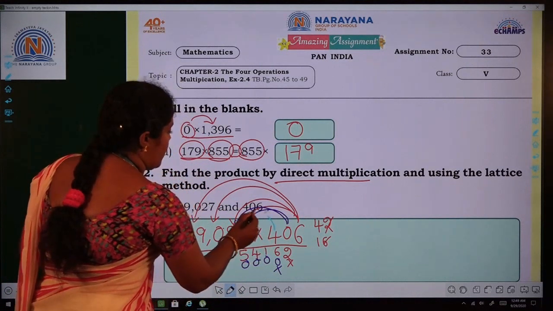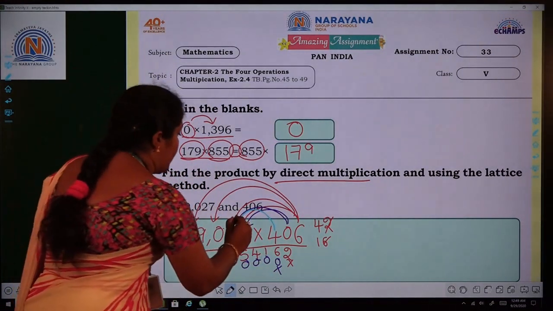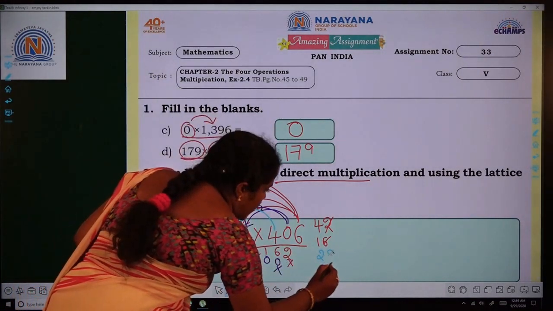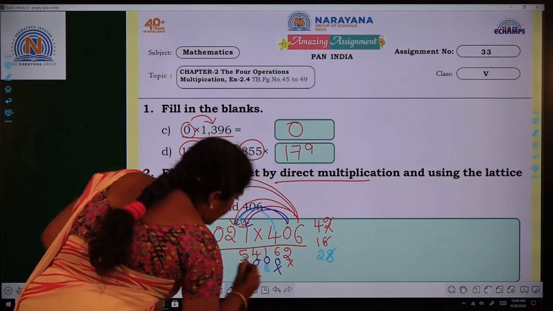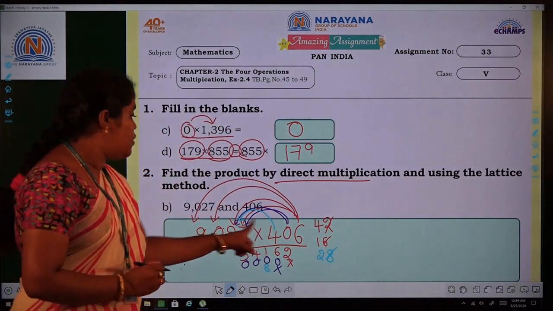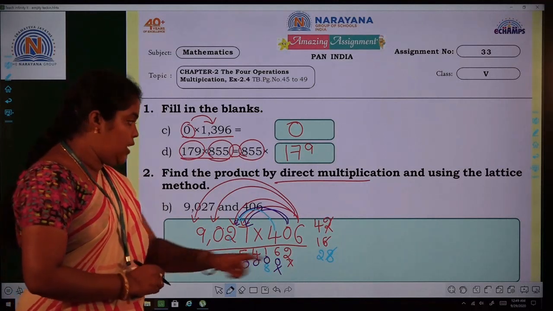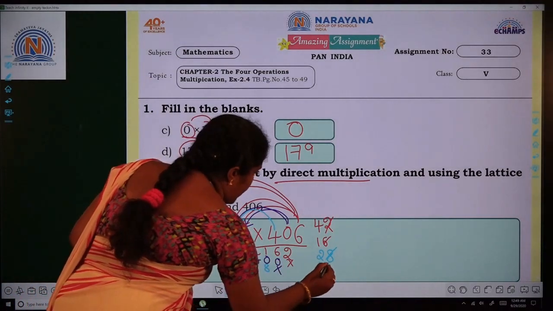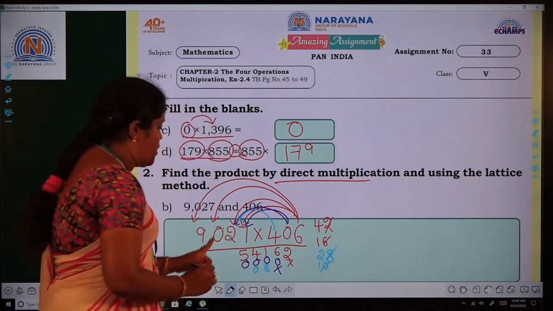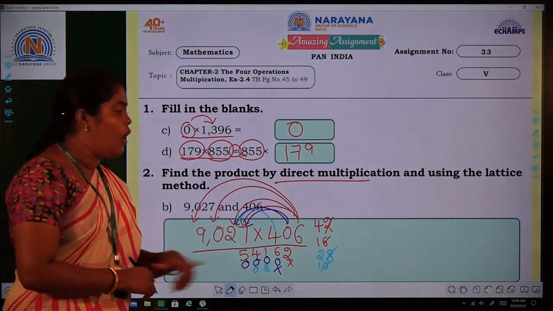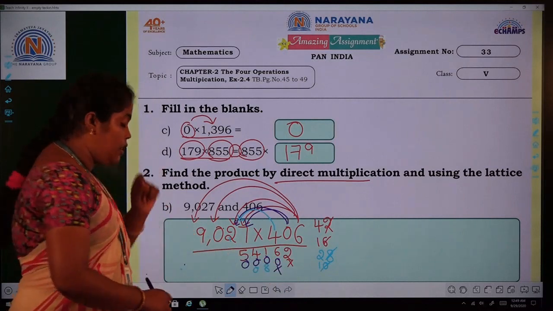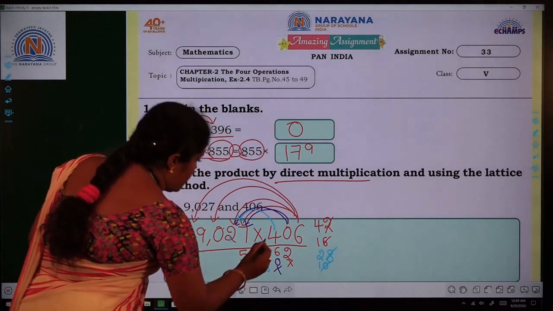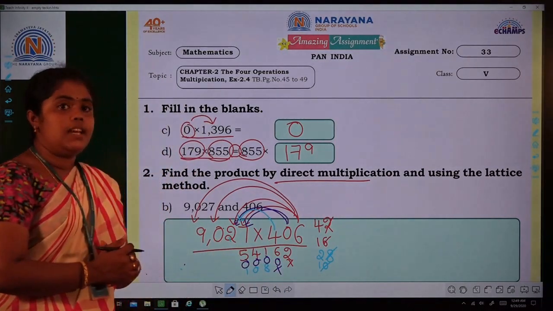Next 4 sevens, 4 sevens is 28. 8 we have to write it down and 2 is the carry over to next place. Next 4 twos, 4 twos 8. 8 plus 2, the answer is 10. 0 write it down. 1 is carry over to next place. Here 4 zeros, 0 and 0 plus 1, yes, 1. Next 4 nines, 4 nines 36.